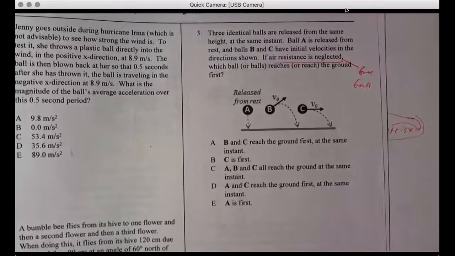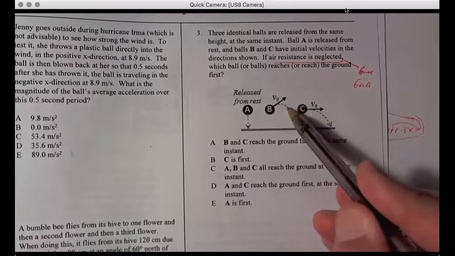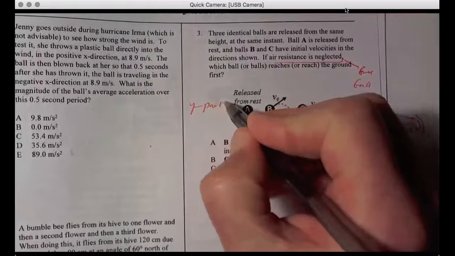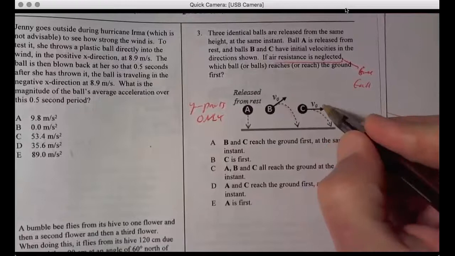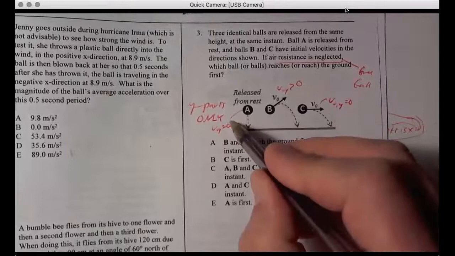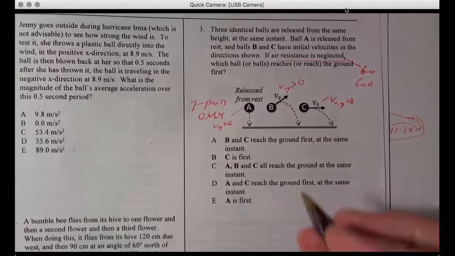Which reaches the ground first? Well, this one's going to go up and then back down. That takes time. So the only thing you really have to look at is, remember, only look at the Y parts. And so this has V naught Y equals zero. This has V naught Y equals zero. This is V naught Y greater than zero. So this one and this one are the same.